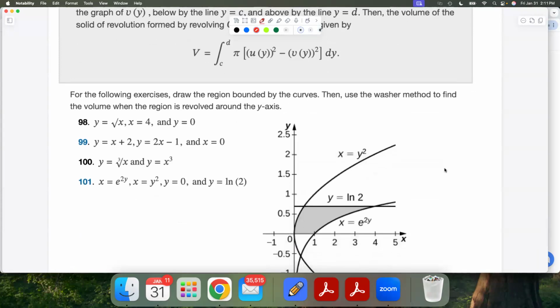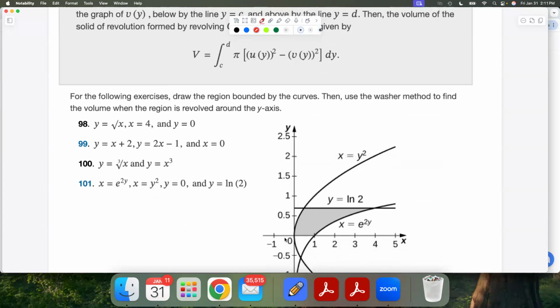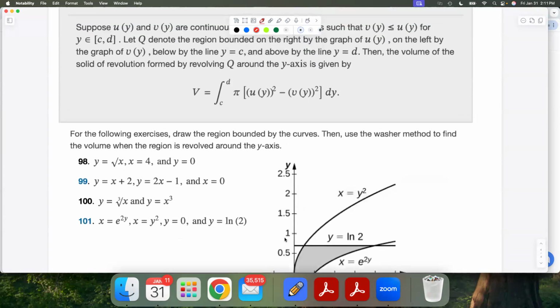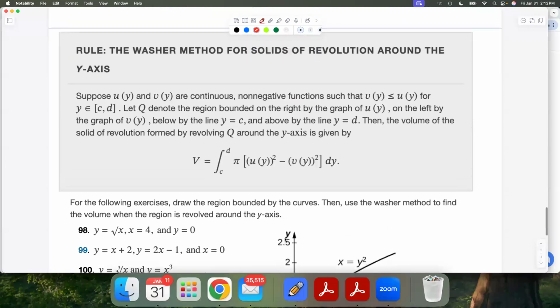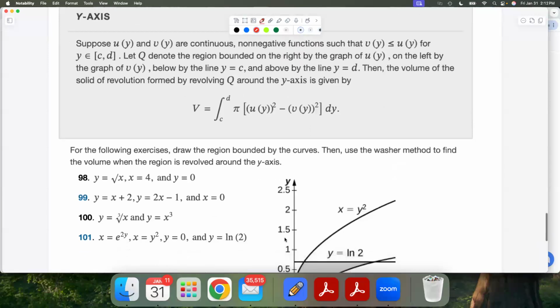Because my volume I'm looking at is going to be symmetric around the y-axis. With washers and disks, whatever you're rotating around, that's your variable of integration. If you're rotating around x, you have washers stacked along the x-axis. If you're rotating around y, you're going to have washers stacked up.